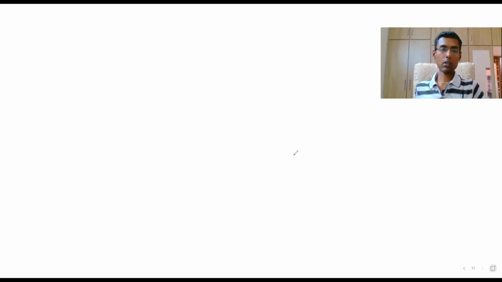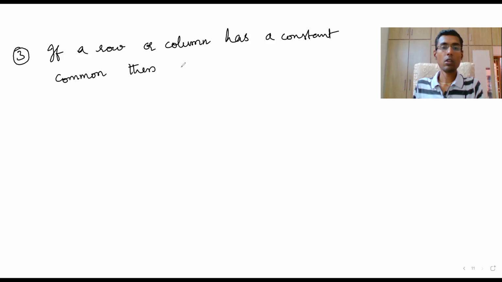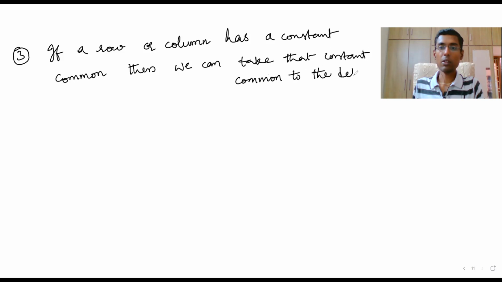Okay, then property 3. If a row or column has a constant, then we can take that constant common to the determinant. Okay, this I'll explain. It may not be meaningful.